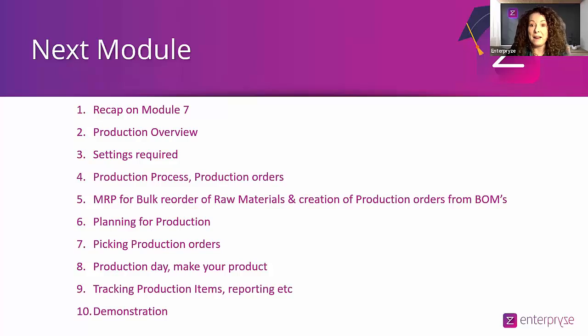So the next module is going to be everything around production. So we'll have a full production overview, all the different settings, how to process a production order, the MRP, which I mentioned already today with regards to replenishing stock, but this will be replenishment of stock for bulk reordering of raw materials to make sure you've got enough stock there to make the final products. We can look at planning as well around the resource planner, picking production orders. I mentioned picking today as well. Production day, how do you make the products and get that ready to deliver then to your customers? So lots around production in the next module in 2 weeks' time.